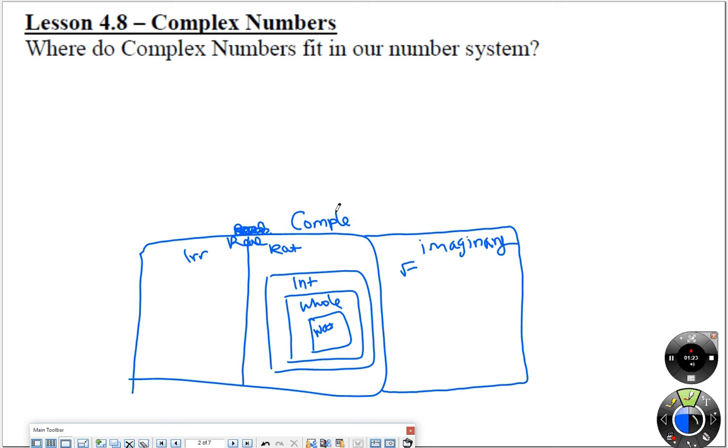So, well, the imaginary numbers are specifically square roots of negative values. Okay? So specifically having a negative underneath the square root. Then we now call this the complex number system, meaning a complex number could have a real part and an imaginary part with it. Okay?